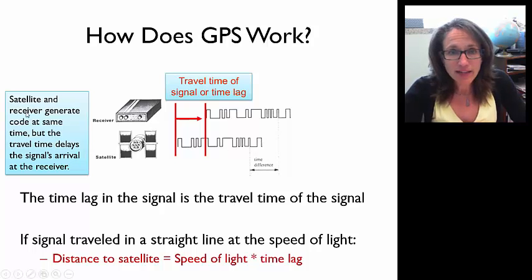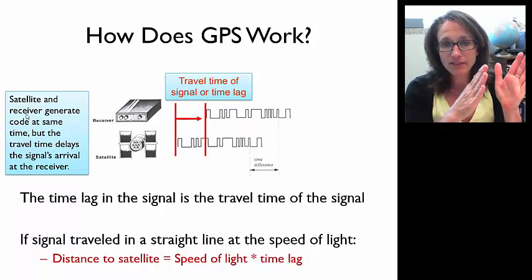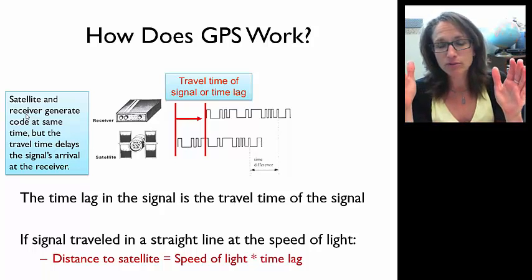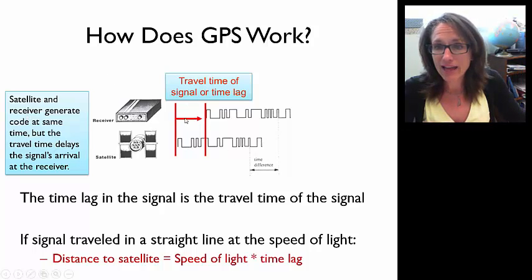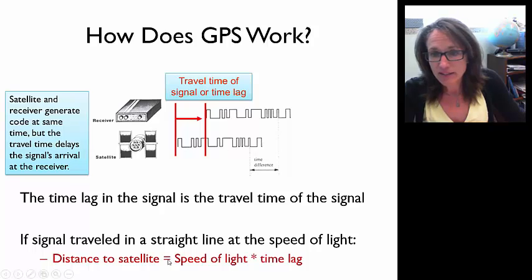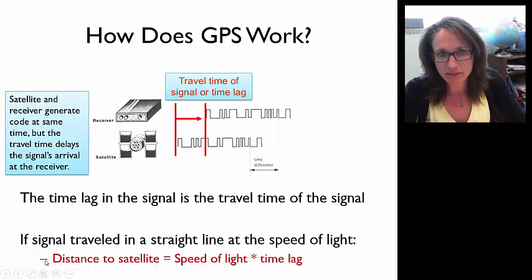So the satellite and the receiver, you could think of it as if they're generating the code at the same time. But it takes a while for the code to make it to the receiver. The receiver knows when the code was generated, so it can measure this time lag, or the travel time of the signal. And so our distance to the satellite is equal to the speed of light times the time lag. And that should not be a minus sign. That's a bullet point, so don't think of that as a minus.